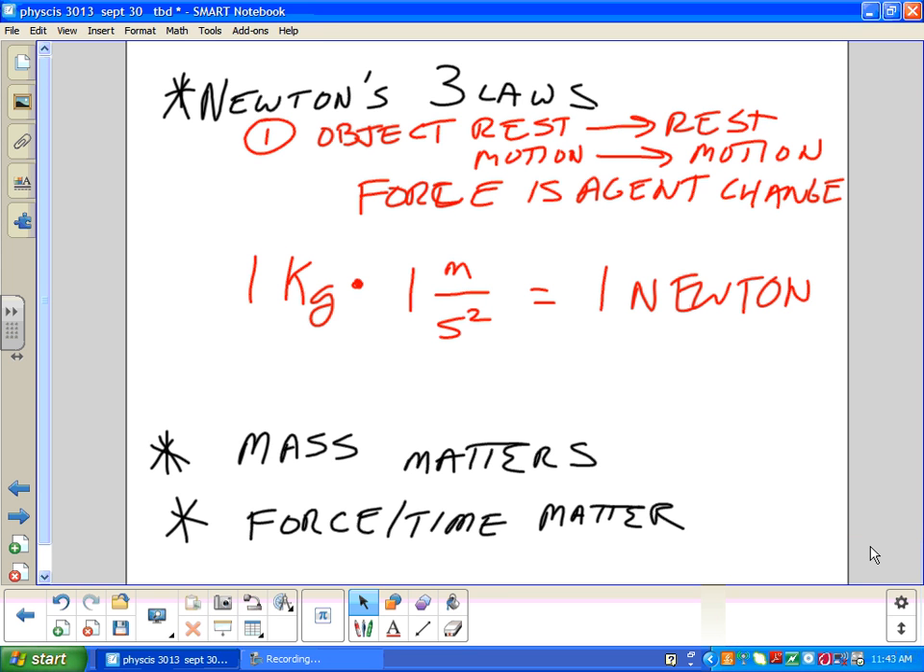So we have an object at rest that wants to stay at rest, and an object in motion that stays in motion, unless a force changes it. If you take a mass of 1 kilogram and exert an acceleration of 1 meter per second squared, we get 1 newton. A newton, or 1 N, is equivalent to a kilogram meter per second squared.